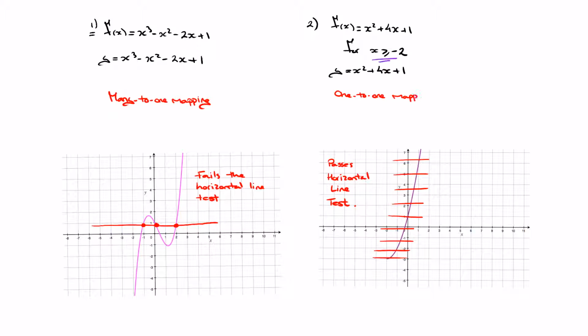over the domain, over x greater than negative 2. And there you go. That's how we can use the horizontal line test to determine what type of mapping we are dealing with.